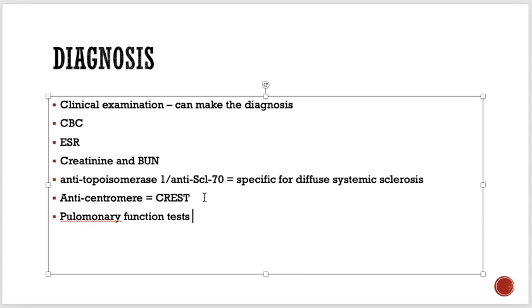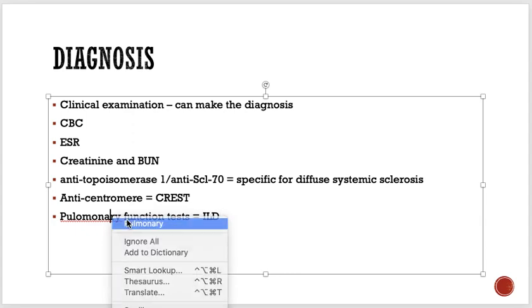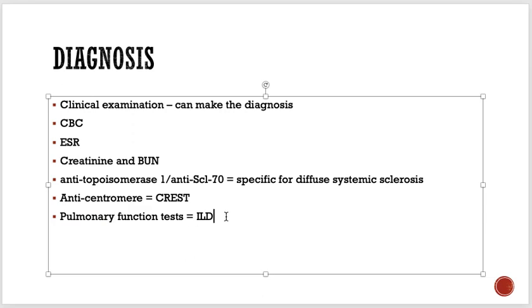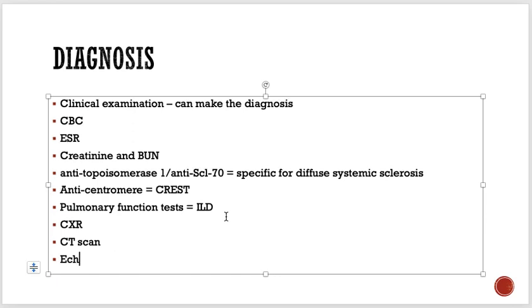Okay, for ILD, interstitial lung diseases, this is what we can do: a chest X-ray, or we can go for a CT scan of the chest to check the lungs, and echocardiography as well, because there is heart involvement and there is pulmonary hypertension, right? So this is how we diagnose these patients of systemic sclerosis, right?